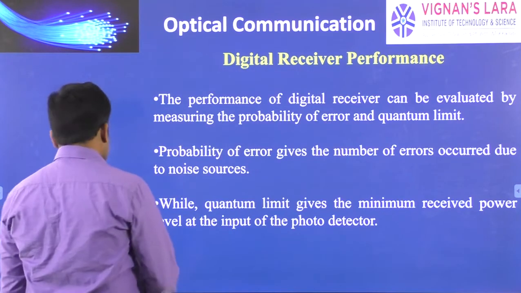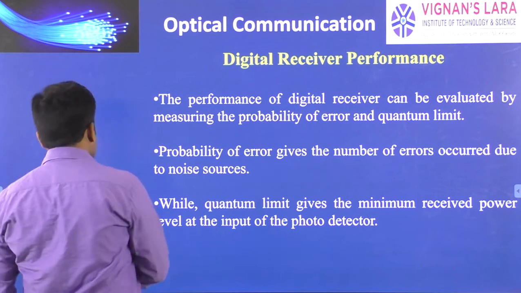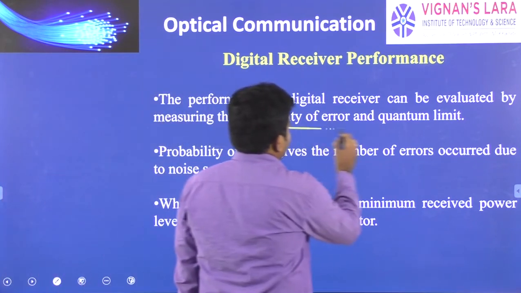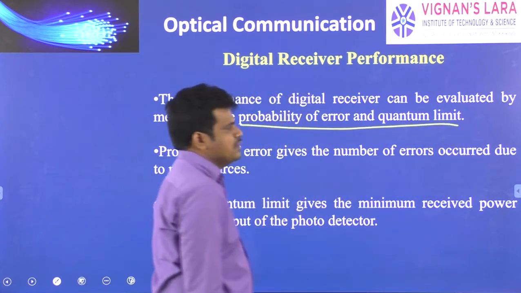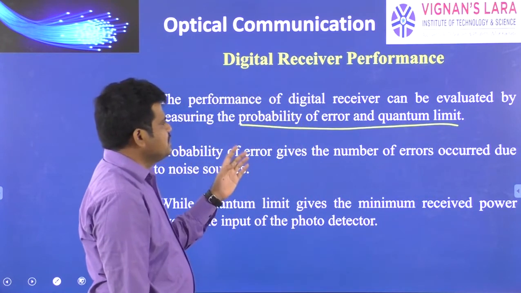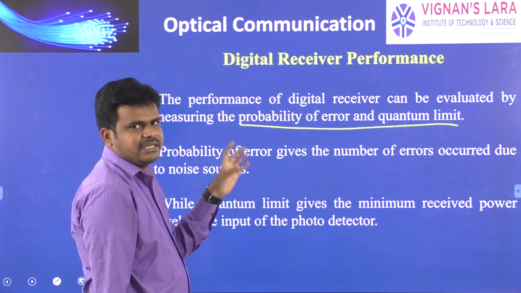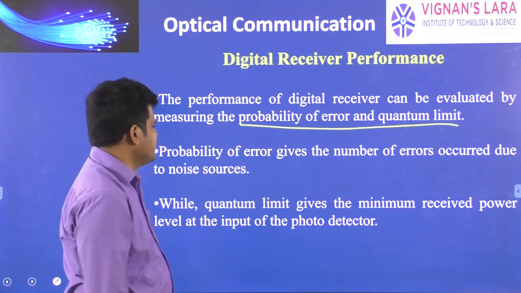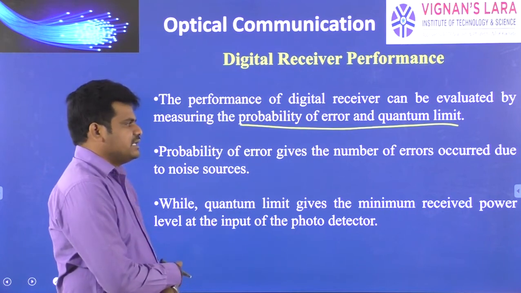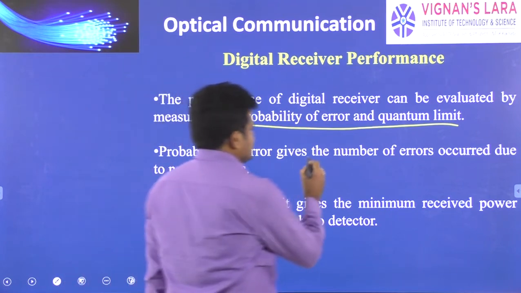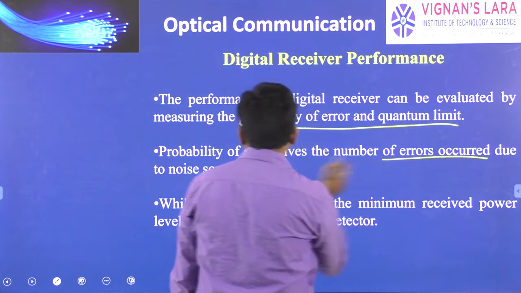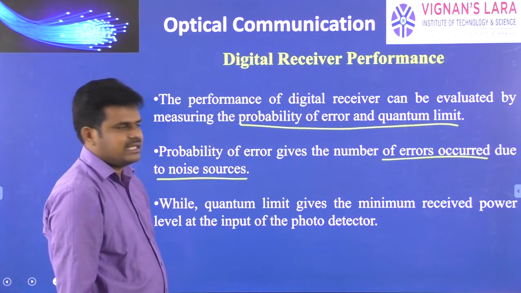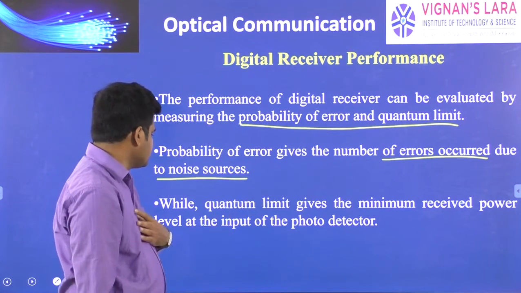The performance of the digital receiver is evaluated by measuring the probability of error and also the quantum limit. The probability of error gives the number of errors occurring due to the noise sources.